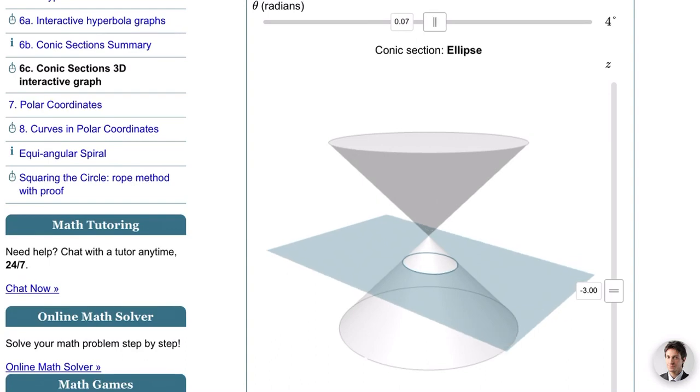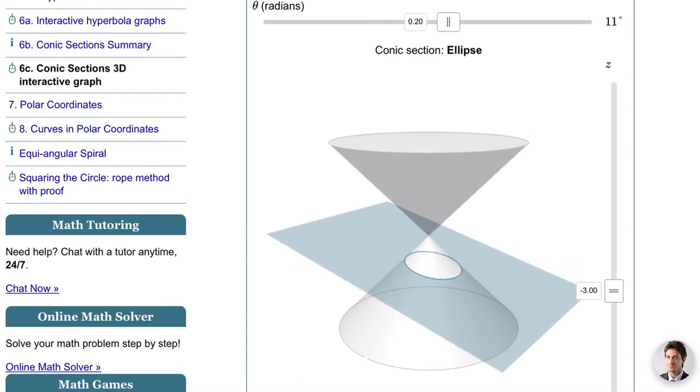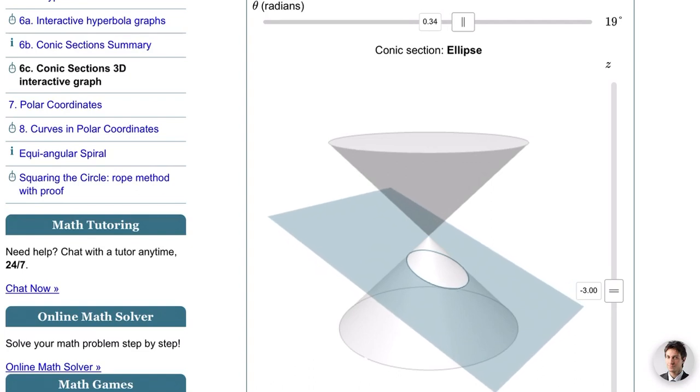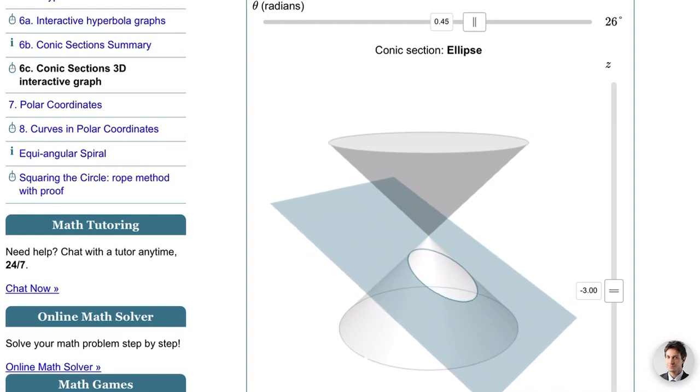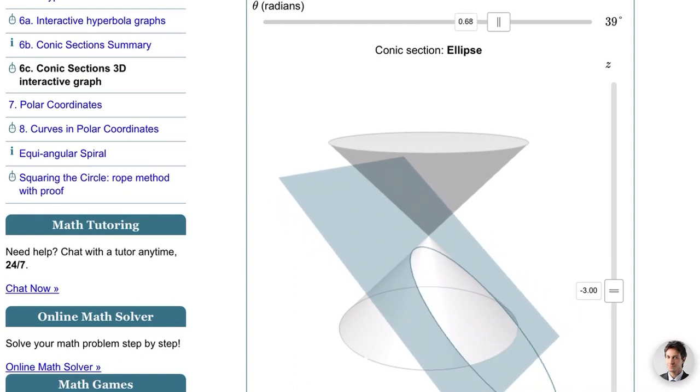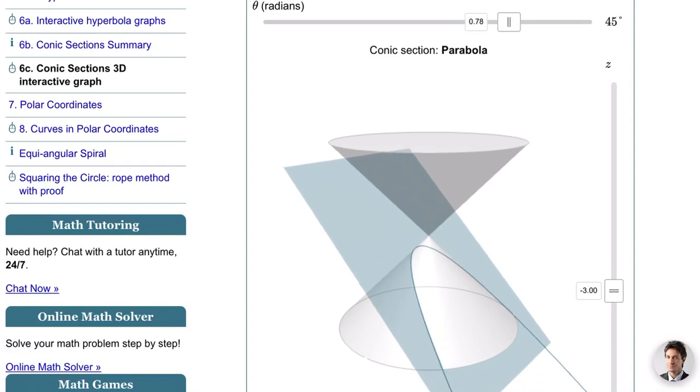Now if the angle is changed in this way, of course you notice that the shape in this case is not a circle anymore, it's an ellipse. So it is the second conic. Now if I continue changing this angle, at one point when the plane becomes parallel to the extremity of the cone, we will have a parabola. This shape, which is the intersection between the plane and the cone, is a parabola.